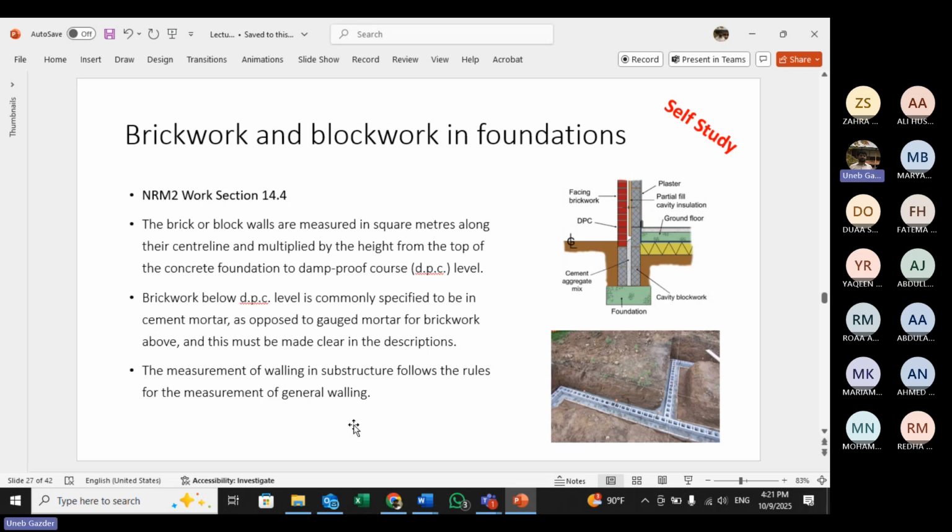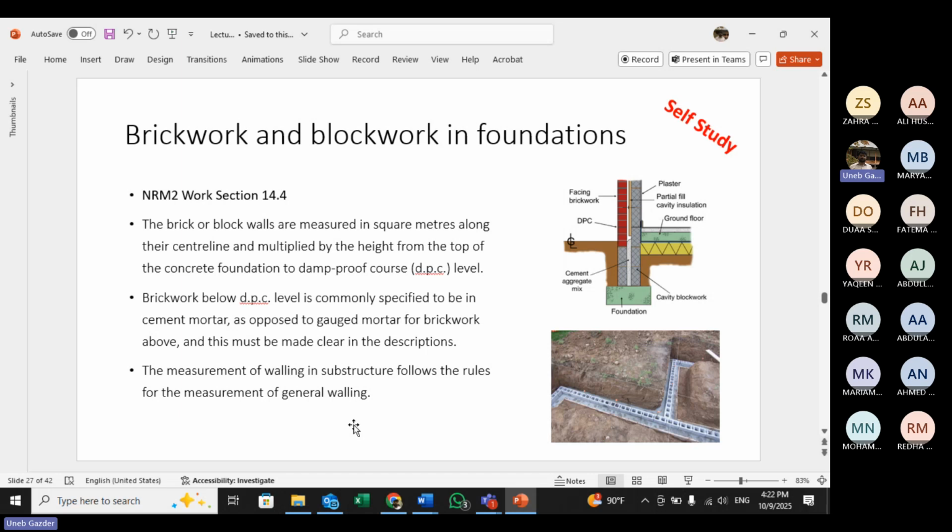The block work which is included here, I'm not talking about the entire wall. Remember, these slides are about substructure. We are talking about the part of the wall which is up to the DPC, up to the ground level. After DPC, the ground level is finished, so it's different from the rest of the structure.